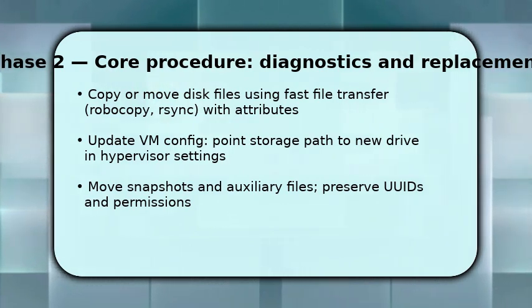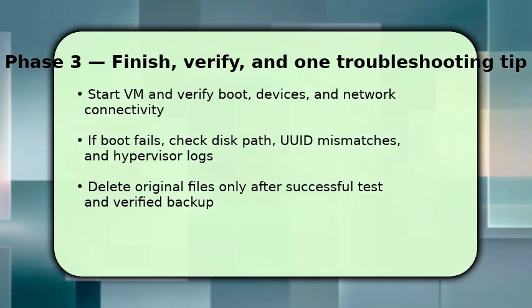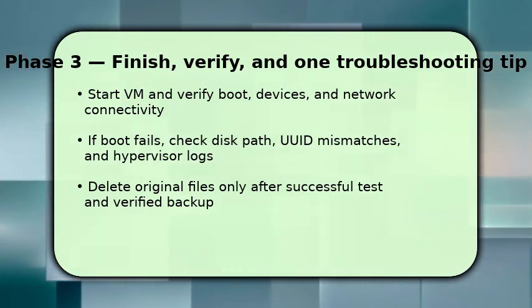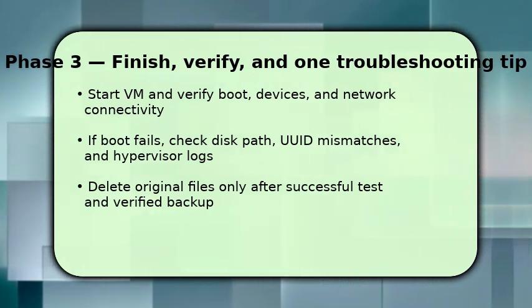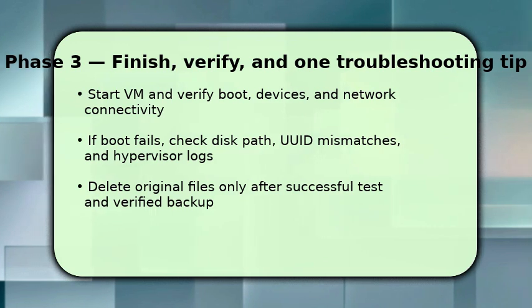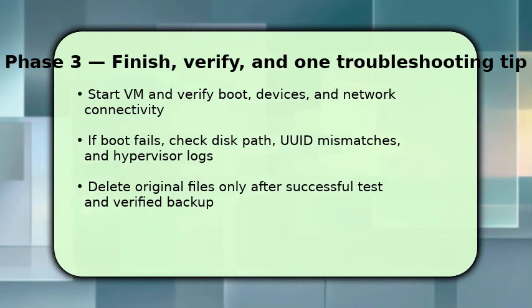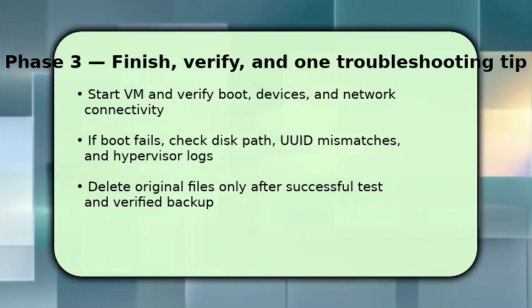You finish by powering the VM on and validating that the guest boots cleanly, services start, and network interfaces function. If something fails, stop immediately and compare the disk path and UUIDs in the VM config with the actual files. Hypervisor logs often reveal missing file references. Also check file permissions and snapshot chains.